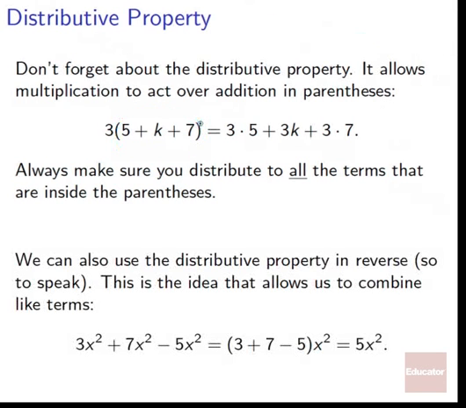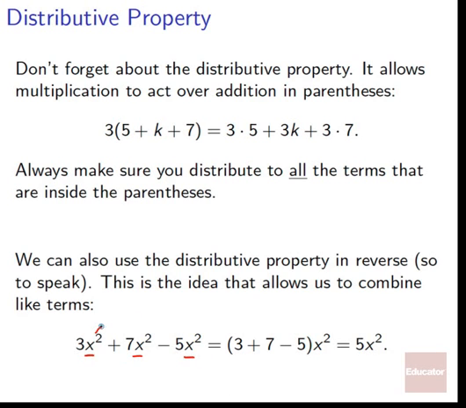All right. We can also use the distributive property in reverse, so to speak. We can go backwards in a way. This idea is what allows us to combine like terms. For example, if we have 3x squared plus 7x squared minus 5x squared, well, we've got x squared here, x squared here, x squared here.